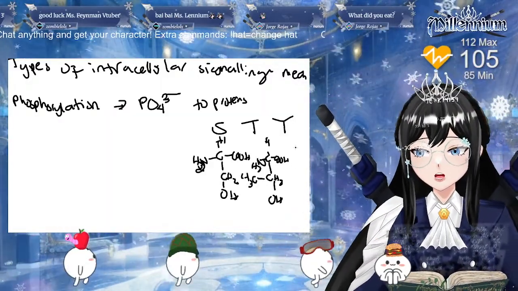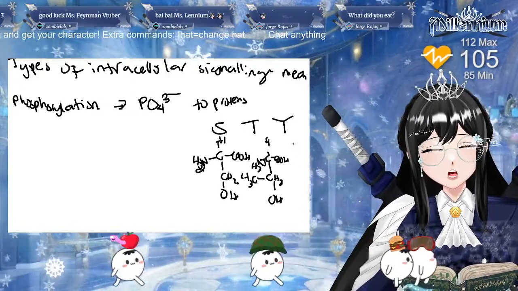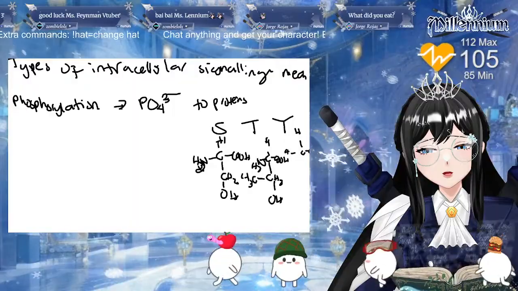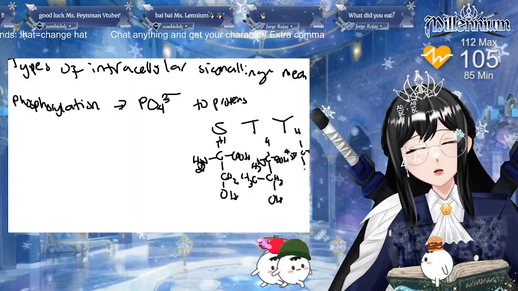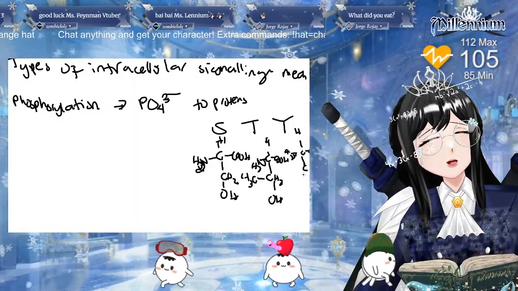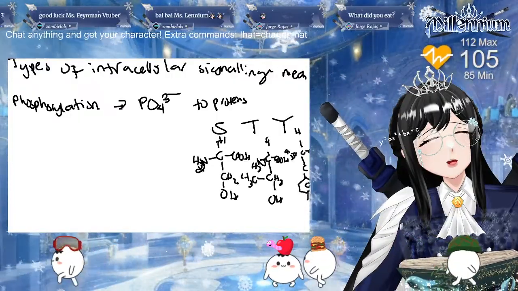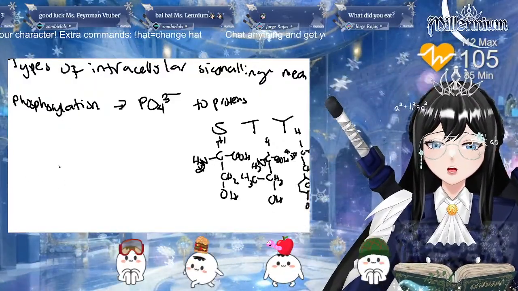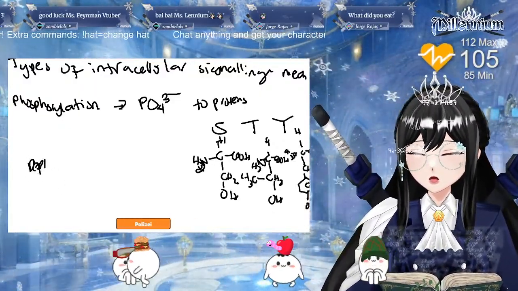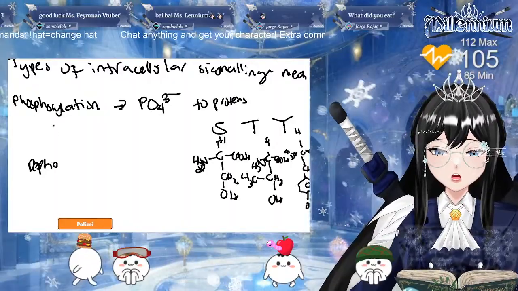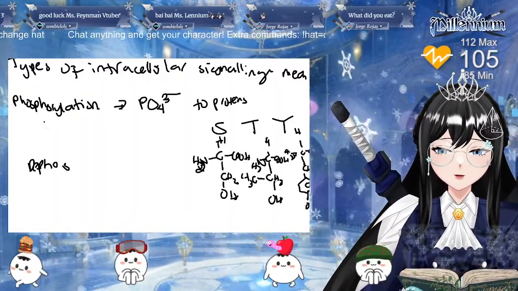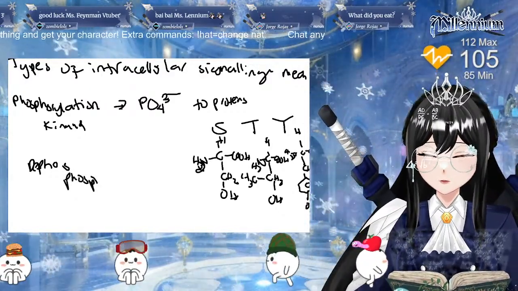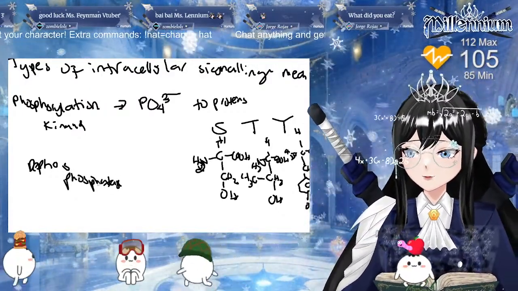Perfect. And then the tyrosine would be HCCOOH, H2N. This one is going to be C, benzene, H2OH. Perfect. Good. And then dephosphorylation is just removal of phosphates. So who does phosphorylation? Kinases. Who does the dephosphorylation? Phosphatase. So it's more of an on and off thing.